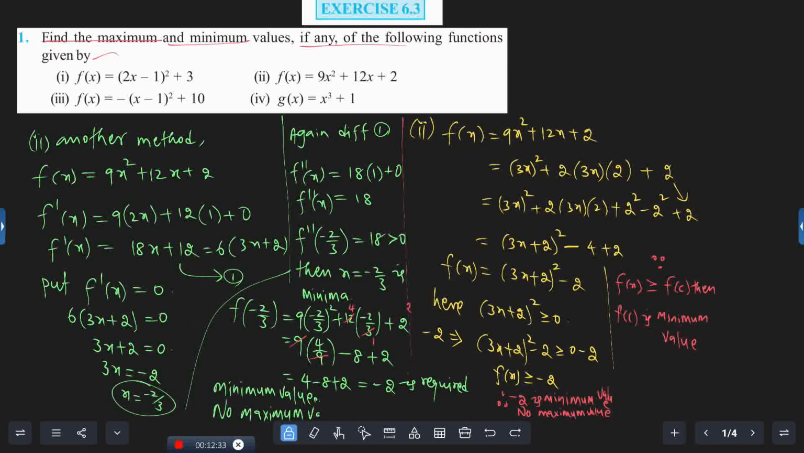Children, is it okay? Which method do you feel is better, the definition method or the second derivative method? The definition method is short, so I hope you like the definition method. But double derivative only we are going to do. Many sums I'm going to use double derivative only. Double derivative you should learn. Understand? Right.